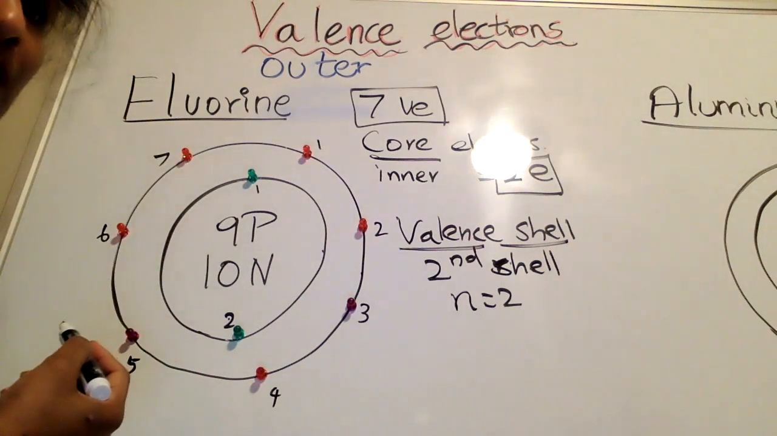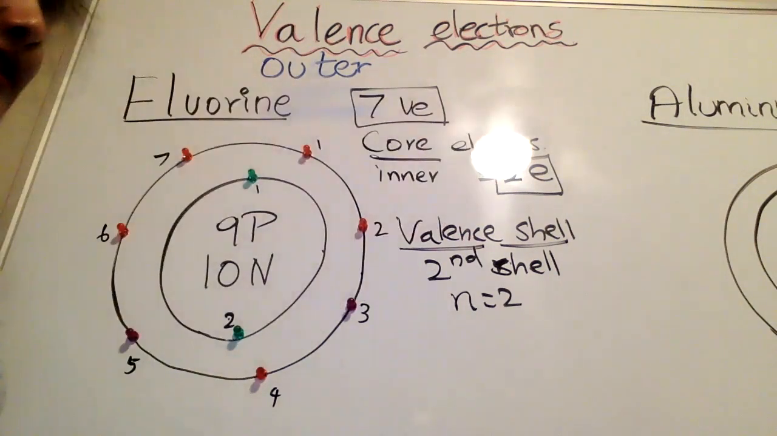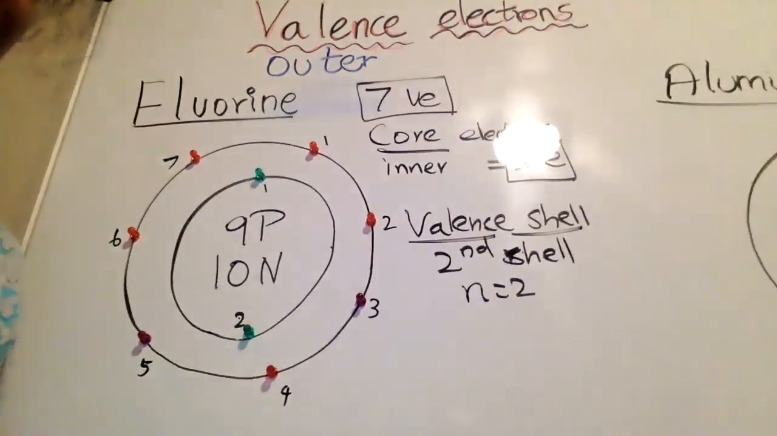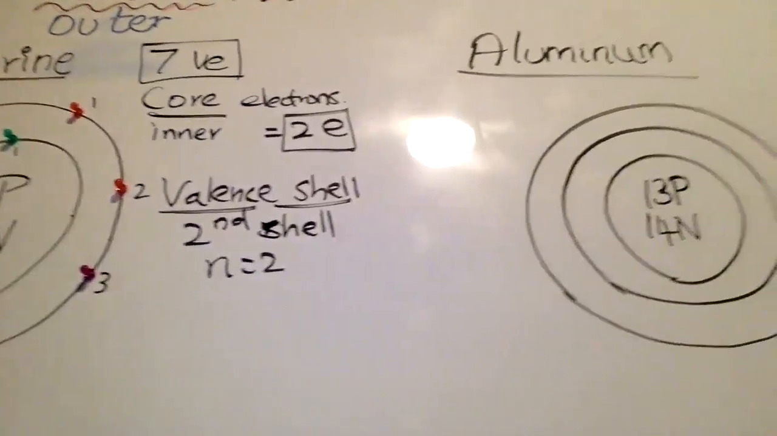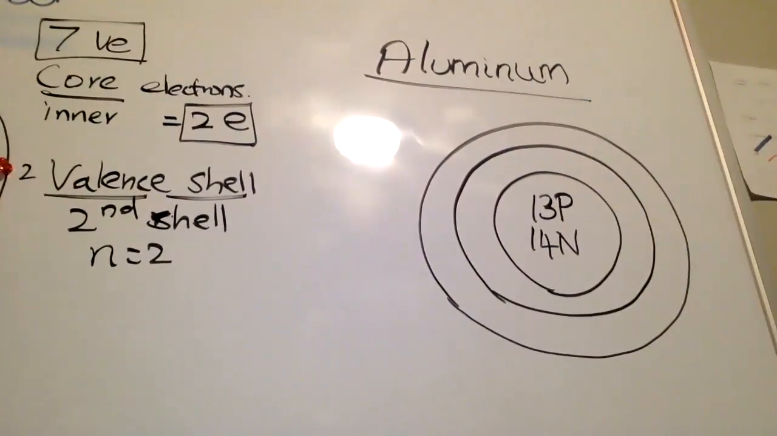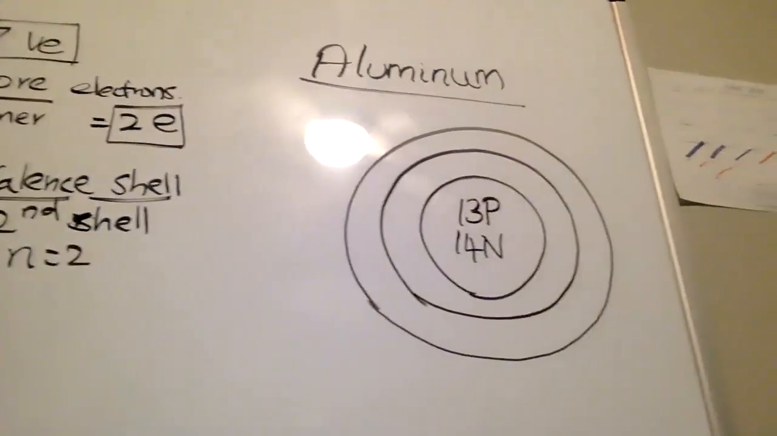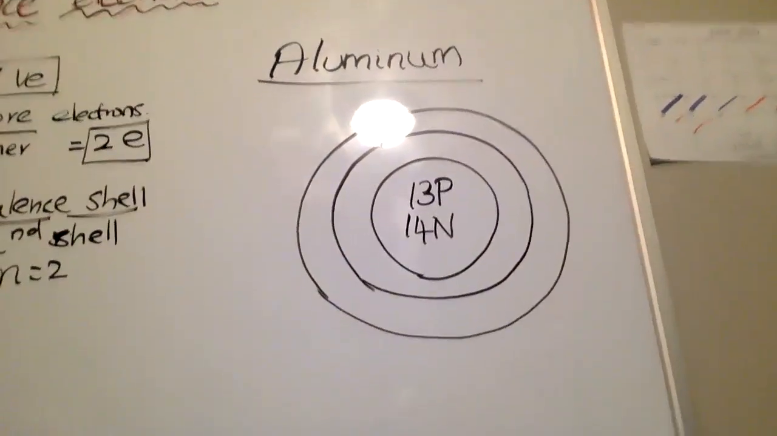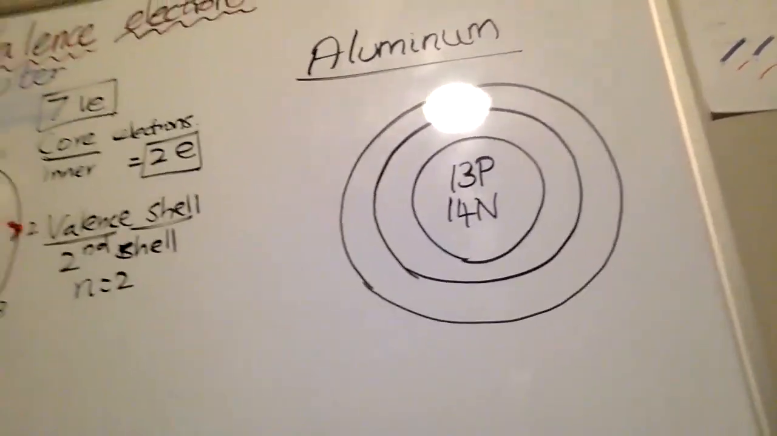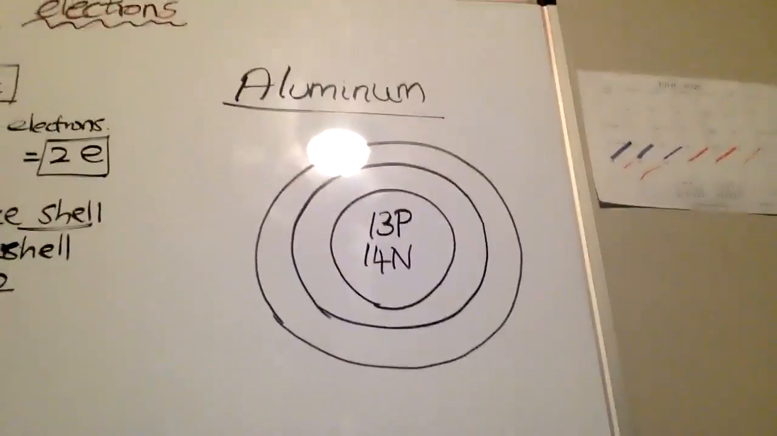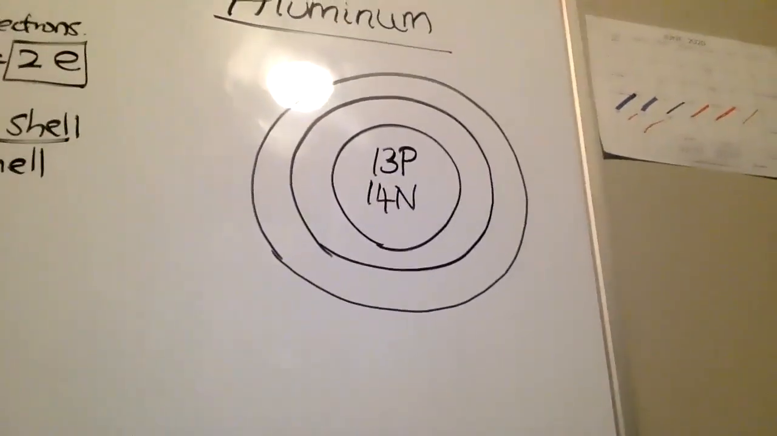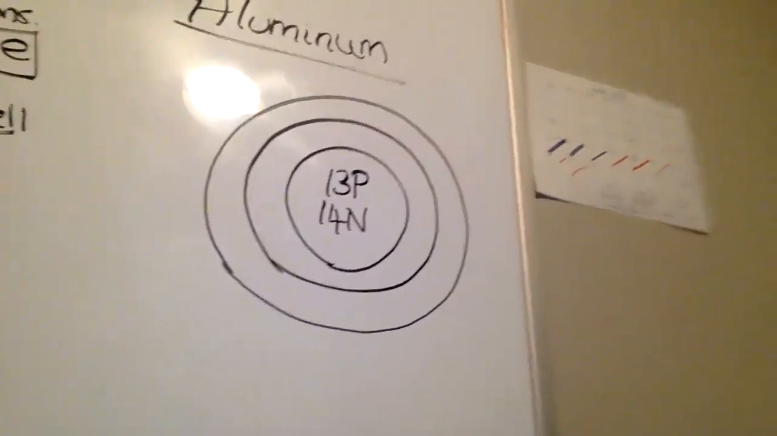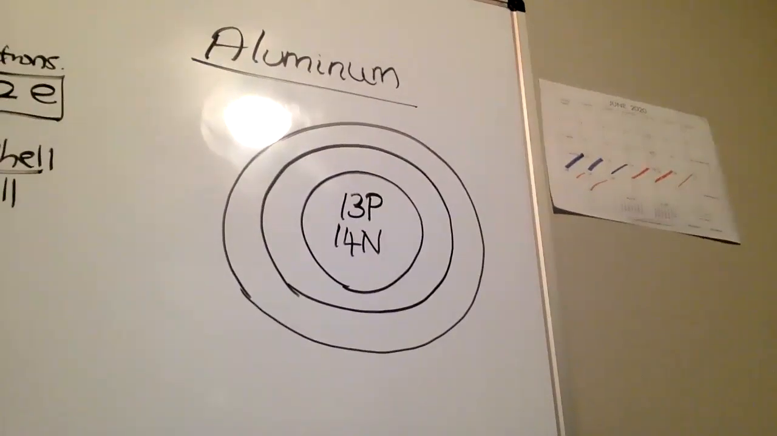Okay. Now we will see one more example. That is with aluminum. So let me show you the atomic structure for aluminum. Then we can find out how many valence electrons, how many core electrons, and what is the valence shell. Okay, let's look at this example. Okay, I try to bring it a little closer. Okay, I think this works.